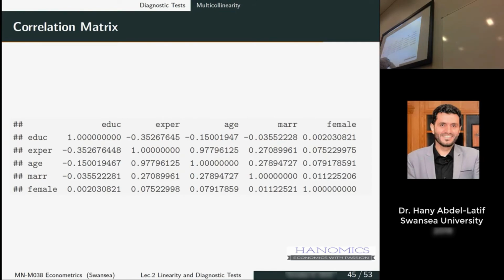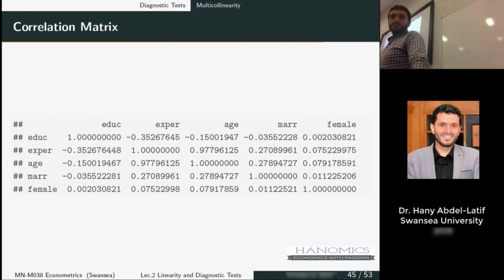Other variables don't have much correlation. This is 0.002 with education. This is 0.09 with age, etc. So it seems that these two variables, experience and age, are causing the problem. So this is one way: look at the correlation matrix between your x's, your independent variables.